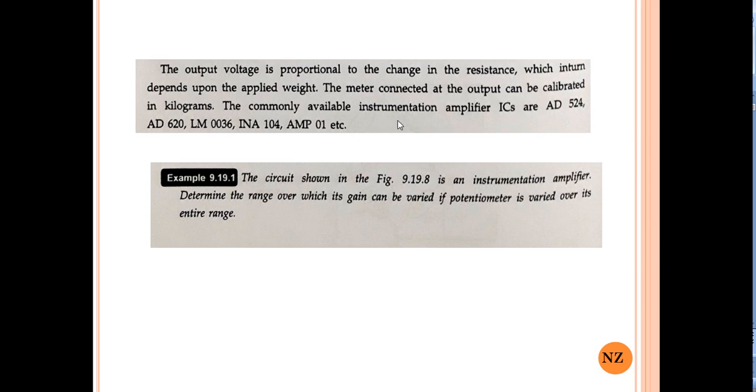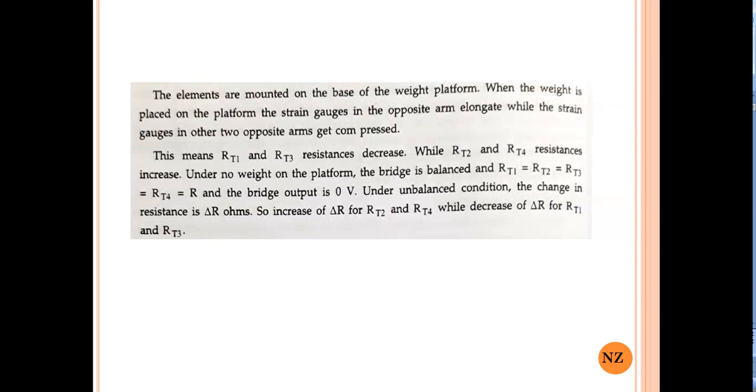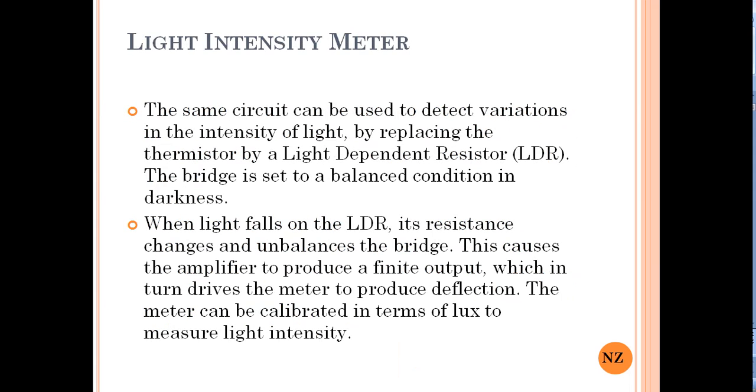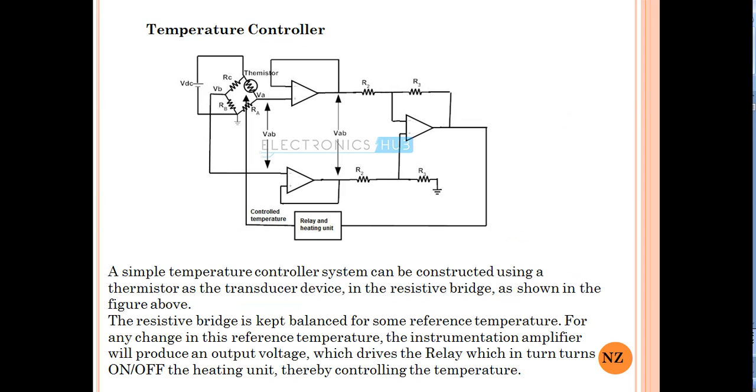So commonly available instrumentation amplifier ICs are AD524, AD620, LM0036, INA104 and AMP01. There are many more instrumentation amplifier ICs available in the market. We can use any one of these ICs to measure the analog weight. So this is about the applications. We saw analog weight scale, temperature indicator, light intensity meter and temperature controller.